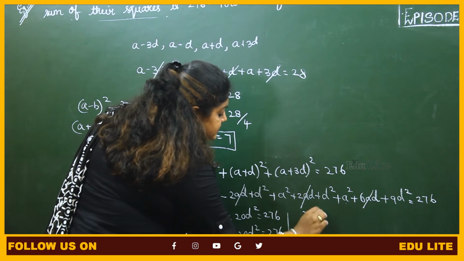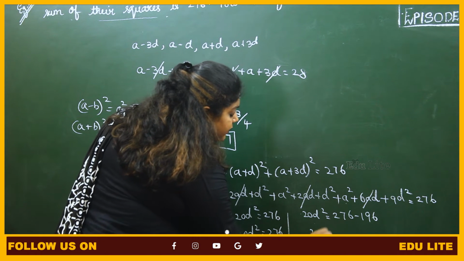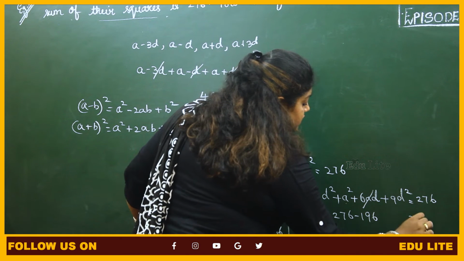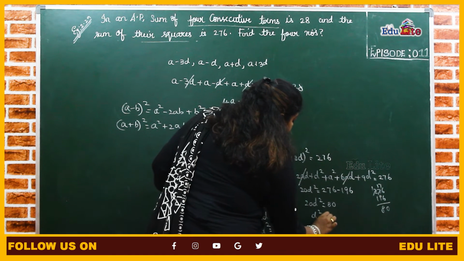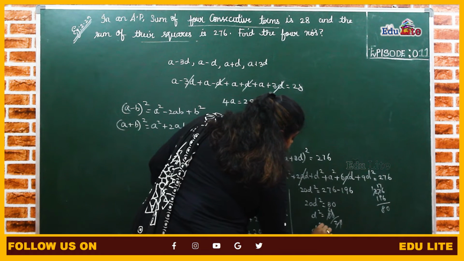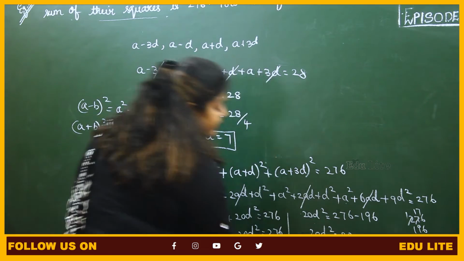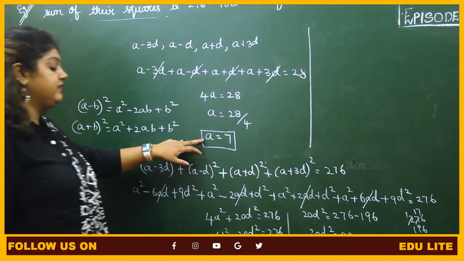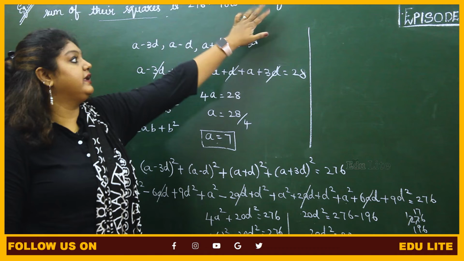Therefore 20d squared equals 276 minus 196. 276 minus 196 is 80. So 20d squared equals 80, d squared equals 80 by 20. The 0s will get cancelled. 2 fours are 8. d squared equals 4. d equals plus or minus 2. So we got 2 values for d: one is plus 2 and the other one is minus 2. And the a value we got is 7. So we will substitute the values of a and d in the 4 consecutive terms and we will get the 4 numbers.